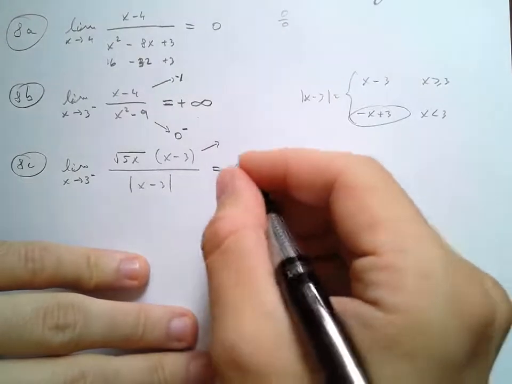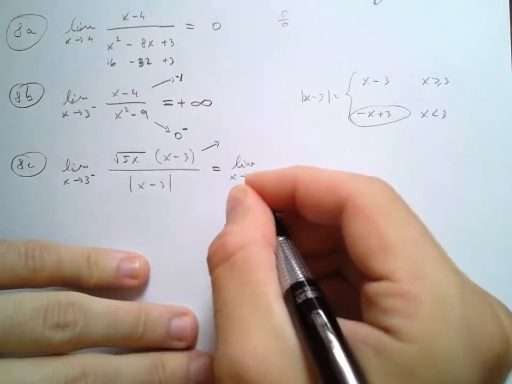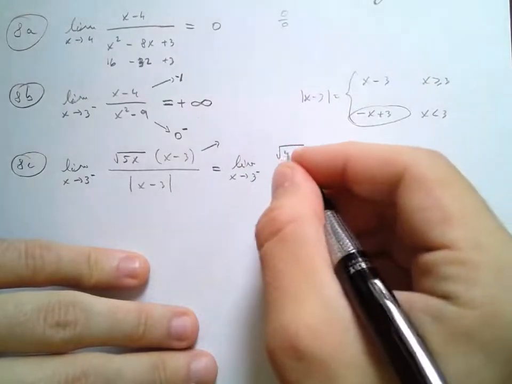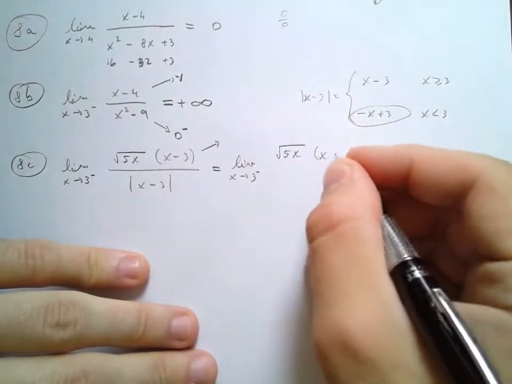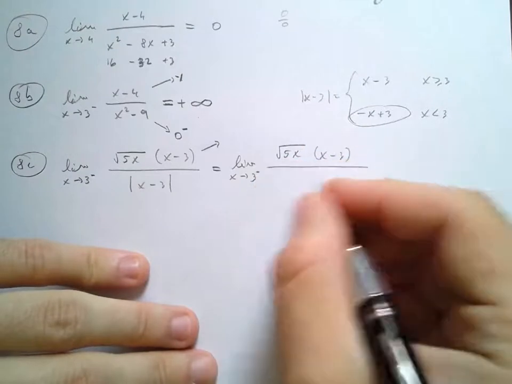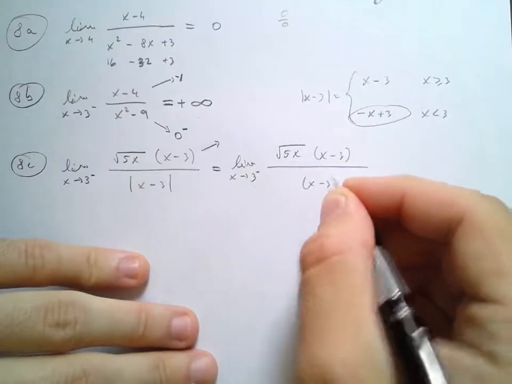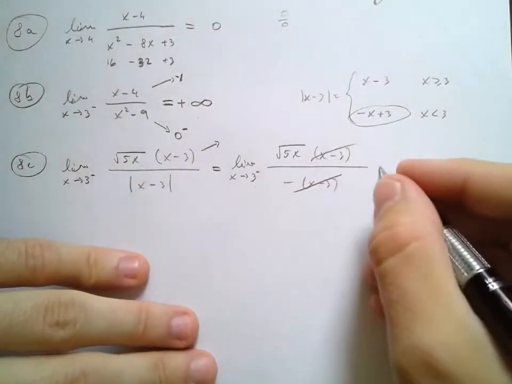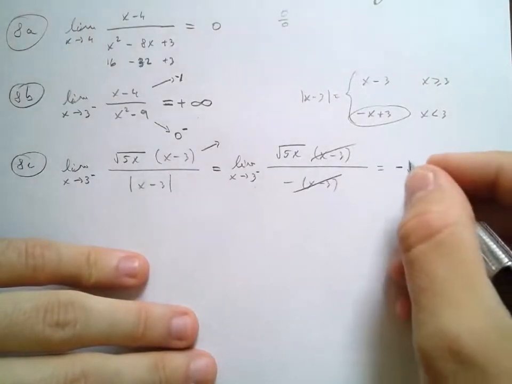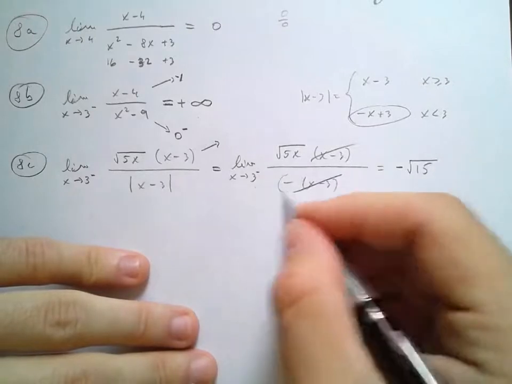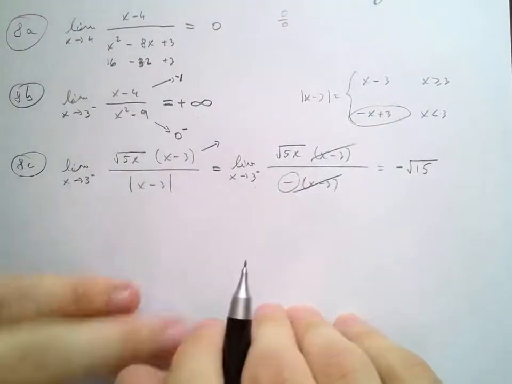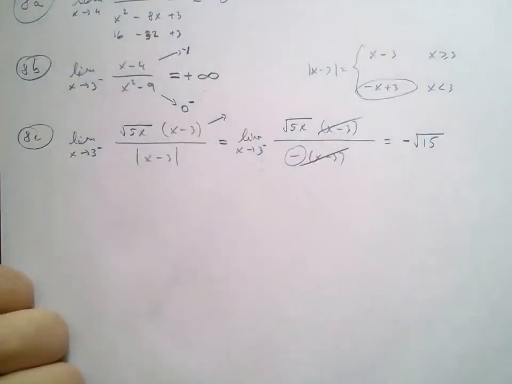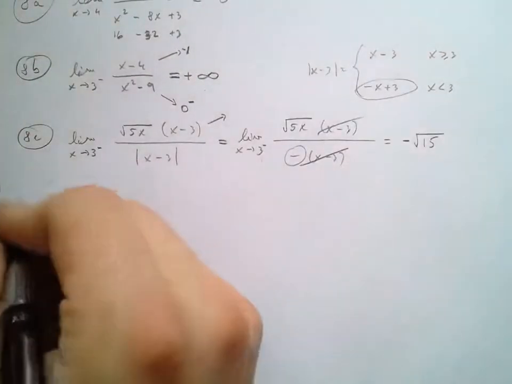So this is the same as the limit as x approaches 3 from the negative side. I still have square root of 5x. The top doesn't change, but the bottom is not the quantity x minus 3, it is the negative of that. So now these cancel, and the limit should then be negative square root of 15 because of this leftover minus sign. Okay, let's move on to 8d.